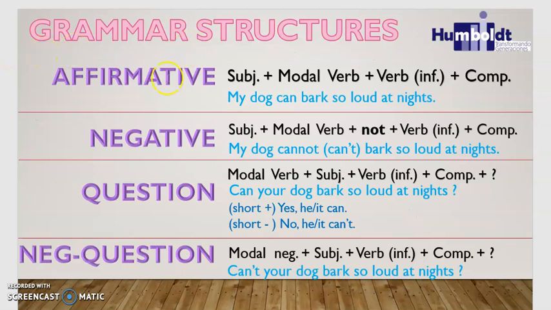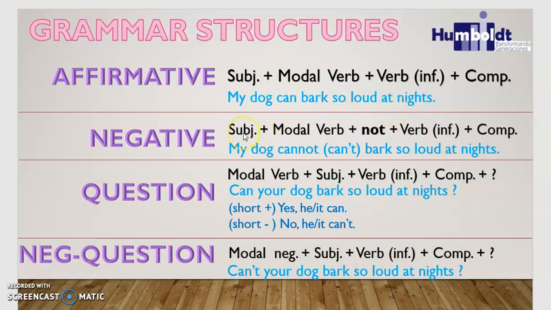The grammar structures. We have the affirmative, negative, question, and negative question. The affirmative is really simple. It's only subject, modal verb, verb infinitive, and complement. Remember that this is the auxiliary verb, the modal, and this is a different verb. So we have: my dog can bark so loud at nights. Remember that bark is ladrar and loud is like fuerte. So in this sentence we say: mi perro puede ladrar muy fuerte o muy alto en las noches, okay?